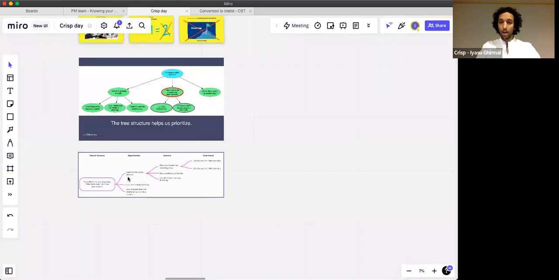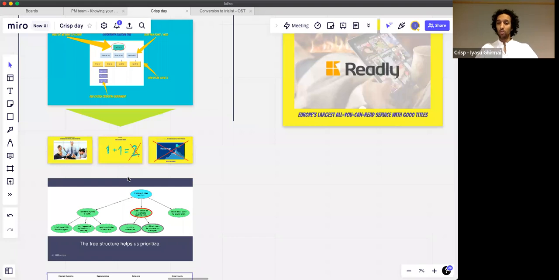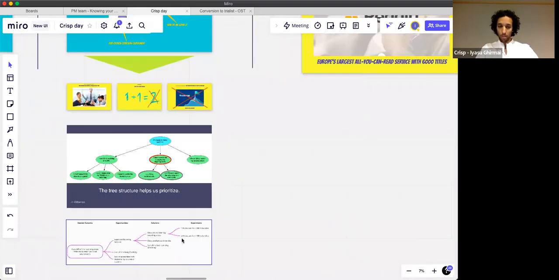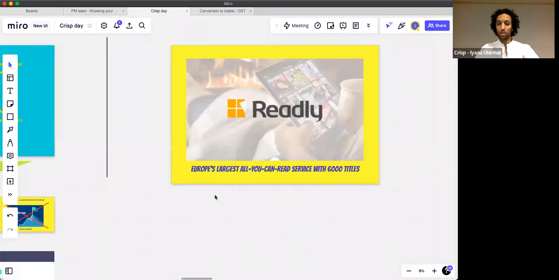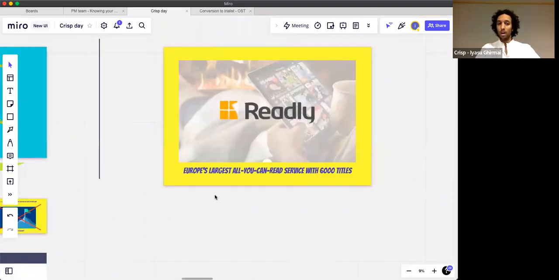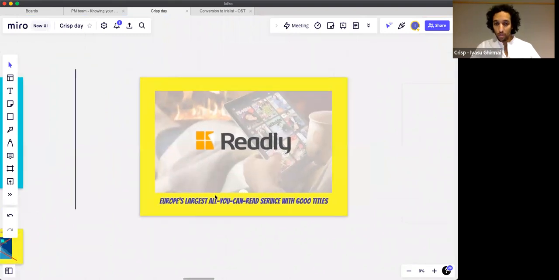Now, I want to then move on to some real world examples on why this is relevant, because the whole idea is that you're supposed to keep trying again and again to get back to your goal. And one of the reasons why I really like Opportunity Solution Tree so much is because it's also a perfect combination to OKRs or other types of goal-oriented frameworks. So today, one of my customers is Readly. I don't know if you know them, but it's Europe's largest all-you-can-read service with about 6,000 titles.